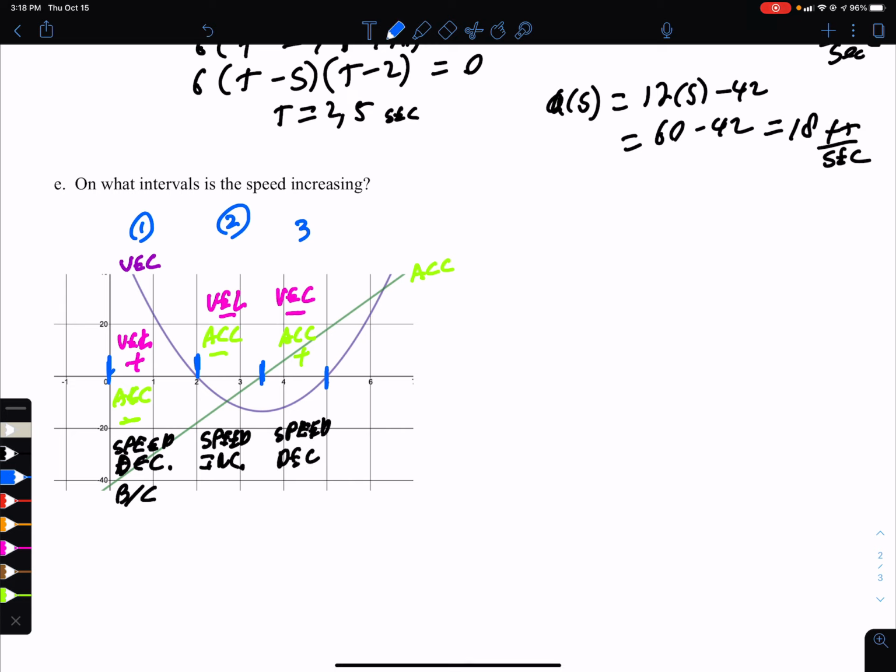And my last region is up to 6, because that's the domain that they gave us. And hopefully you can quickly see that the velocity is positive, that acceleration is positive. Therefore, since the signs are the same in this region, we can say speed is increasing on that region.